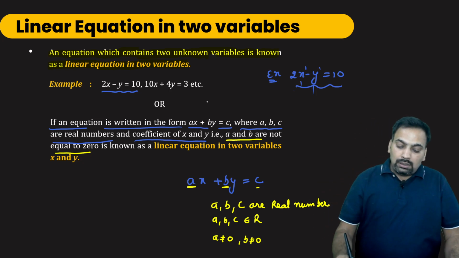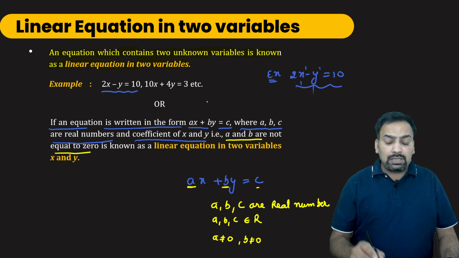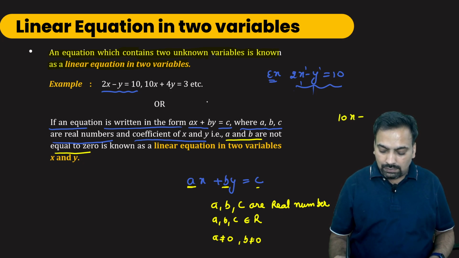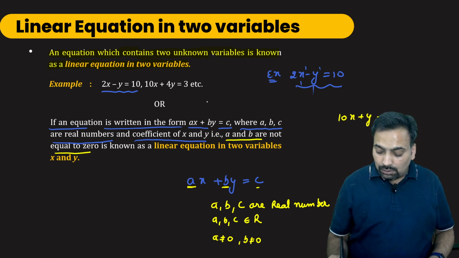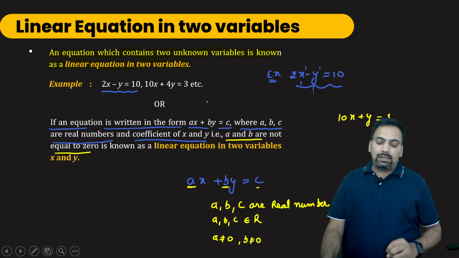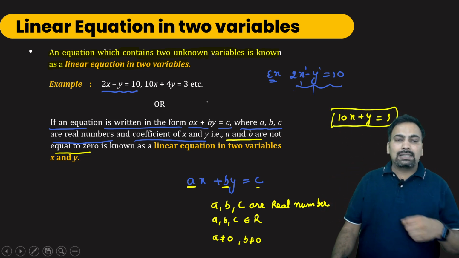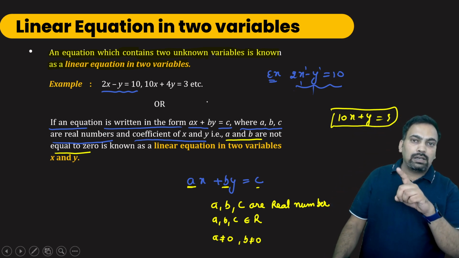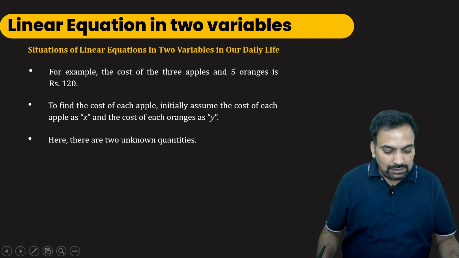And you know, a linear equation in two variables has infinite solutions. For example, 2x plus y is equal to 3. You can put many values of x and y to satisfy this single equation. So that's why you can say that a linear equation in two variables has an infinite number of solutions. Okay, let's move on.